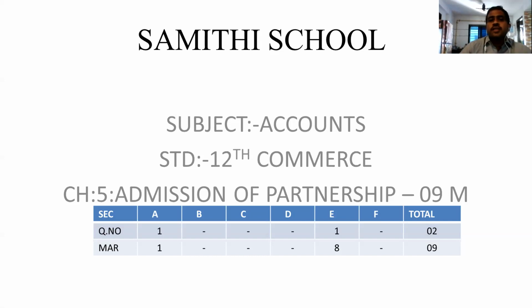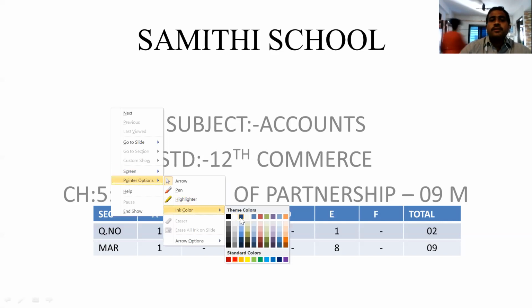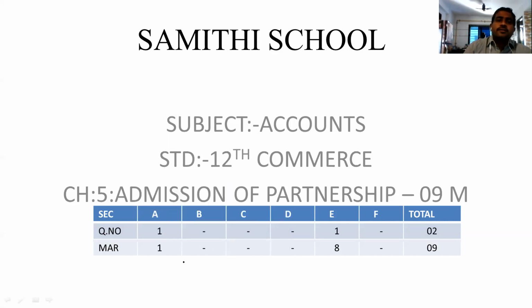Now, friends, we are starting with the topic admission of a partner. After final account, this chapter gives the maximum weightage to us, that is 9 marks. One question in the section carries 1 mark, while in section E one question gives us 8 marks. So in total it gives us around 9 marks.